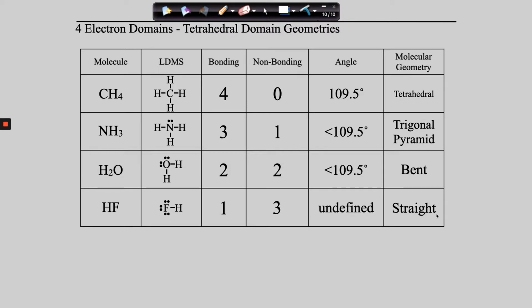So, guys, there you have it. What do these all have in common? Same domain geometry, 4 domains, tetrahedral. If all of the domains are bonding, the molecule's tetrahedral. If 3 of them are bonding, trigonal pyramid. If 2 are bonding, it's bent. And if 1 is bonding, it's straight. You guys get the idea? Now that you understand the pattern, we can do this now for 3 and 2 domained molecules.